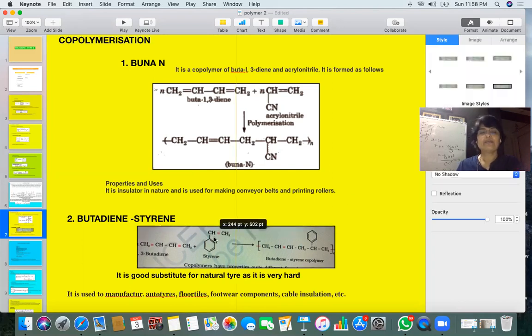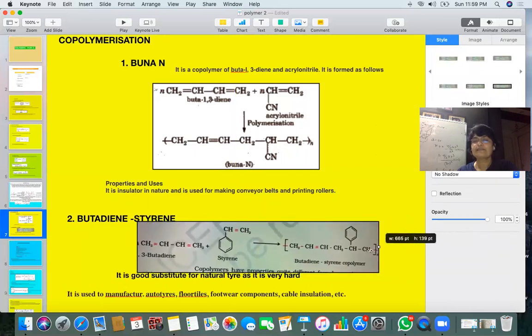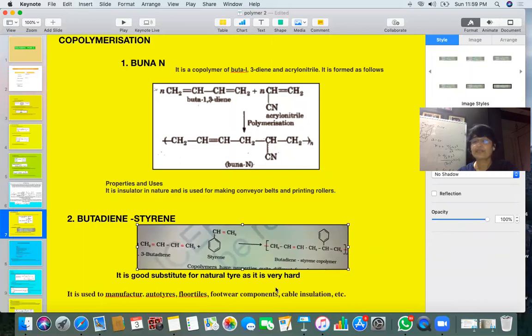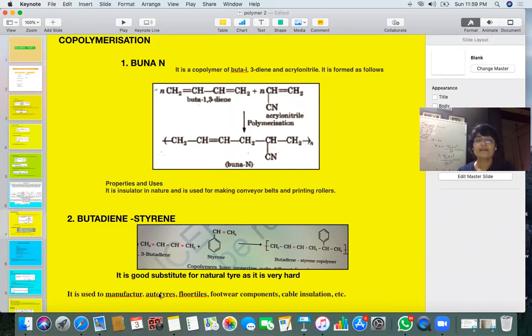Now here we have buta-1,3-diene and styrene. Styrene is benzene with CH=CH2, and 1,3-butadiene is also used here. The difference here is that it was acrylonitrile with buta-1,3-diene earlier, this time it's styrene. The same addition takes place. This pi bond area will combine with this pi bond, and we get polymers. Polymers, you can see it here. It's a good substitute for natural rubber in tires as it is very hard. It's used for making auto tires, floor tiles, footwear components, cable insulation, etc.